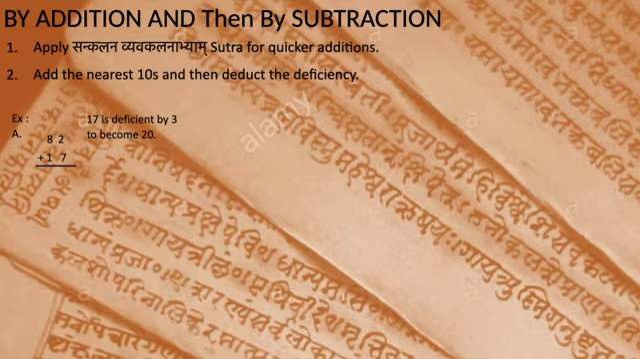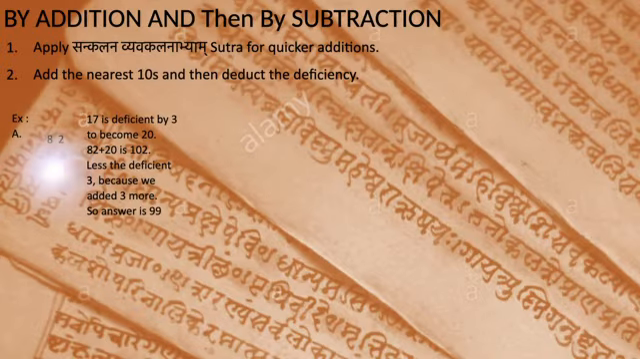Right, so it's easier to deal with smaller numbers, right? So we'll use this 17. What we will do is we will first add up the nearest 10, that is 20, to 82, so it becomes 102, and then we reduce it by the deficiency because we added 3 more, right? So we'll reduce it by 3, the answer becomes 99.